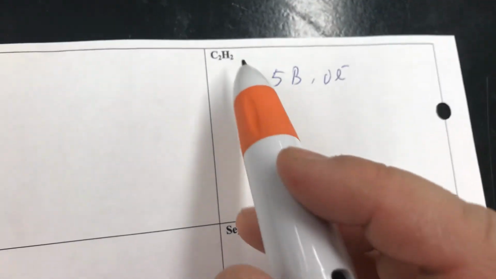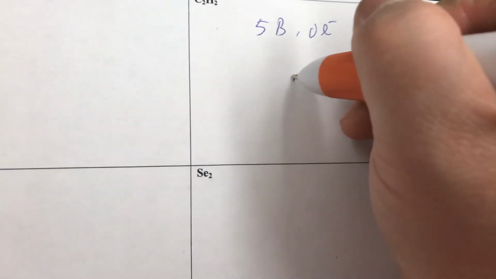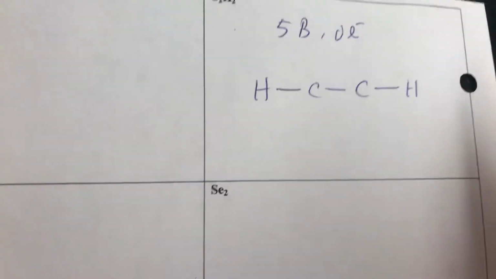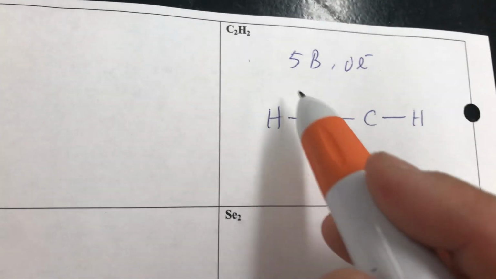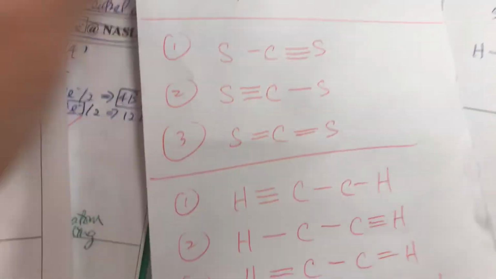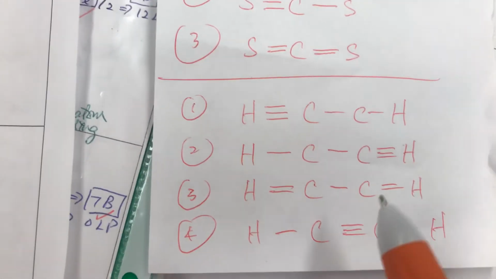And the last one is C2H2. If I do the NASL, I would get 5 bonds and then 0 electrons. I actually have 2 central atoms, which are carbon and carbon. And then I have 2 hydrogens, one on each side like this. And then I start with single bond. But the bond's not happy, right? 5 bonds, I only have 3 here. So I give my students the choices. They all have 5 bonds, so which one's the answer?